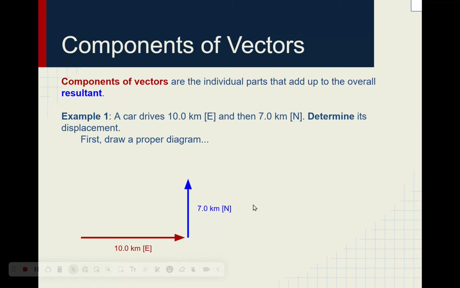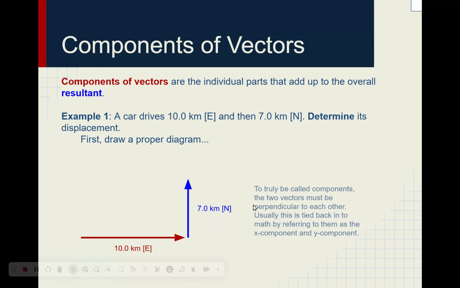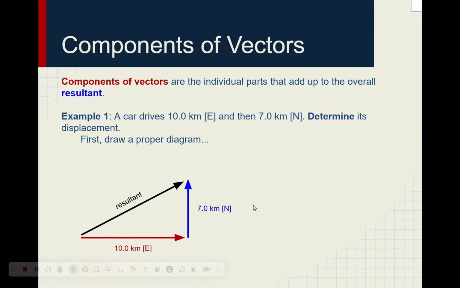Now, the question to ask, I should mention this. These are the components. These are the individual parts that added together, adding head to tail, will give us our resultant. Now remember where a resultant goes. A resultant is drawn so that it touches tail to tail, head to head, from the start to the finish on our diagram. Sorry, I forgot that little note there. So there's my resultant. Tail to tail, head to head.